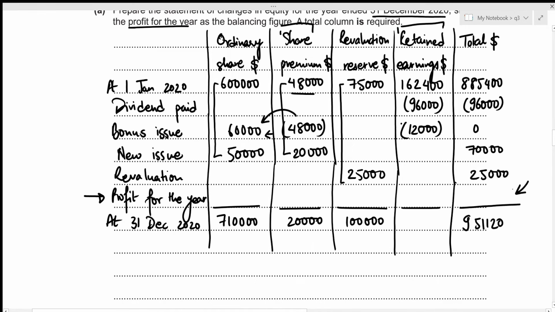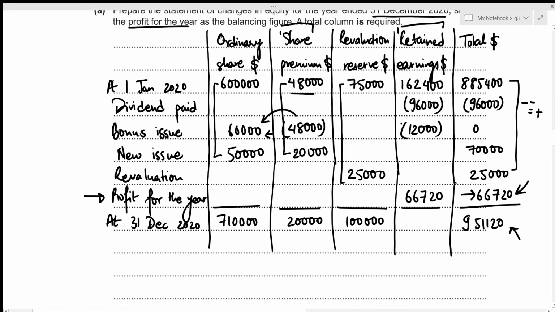Okay, now we can figure out the total for profit for the year, right? This acts as our balancing figure, and in order to figure it out, we just need to subtract these values from our total. In this case, that's 951,120 minus 885,400 plus 96,000, because two negatives make a positive, right? And then minus 70,000 minus 25,000, which results in the total for profit for the year to be 66,720. And I already said before that profit for the year is only going to affect the retained earnings, which means that this value is the actual profit for the year. So we can write it down in our retained earnings column as well.